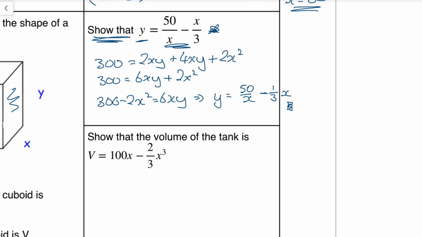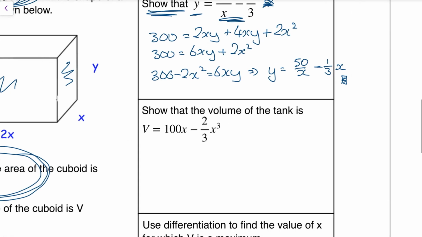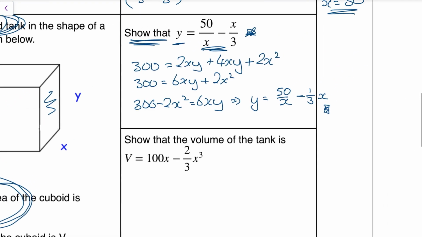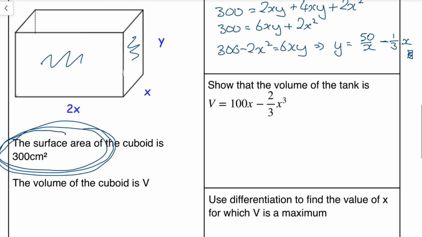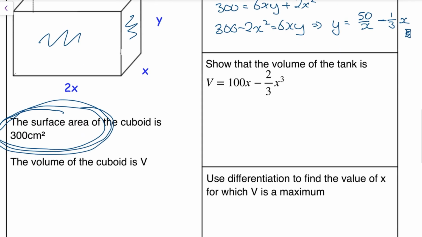I squeezed that in a bit more than I wanted to because the box isn't very big, but hopefully you got with what I did there. Again, pause it, work your way through. Really classic, good question this. Make sure you're okay with that. And by the way, if you are doing international GCSE, that could be on your international GCSE as well. Next question. Show that the volume, so it's a show that question, is this.